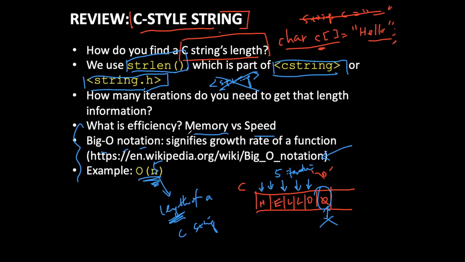This gives computer scientists a way of gauging how efficient your solution is. In this case, it is O of 5, or O of n, in terms of speed. Memory is not as much of a concern because we're dealing with only one pointer, or a counter, to keep track of the C string's length.